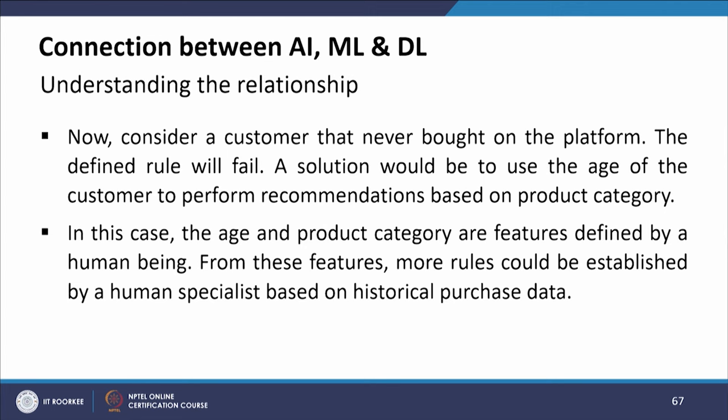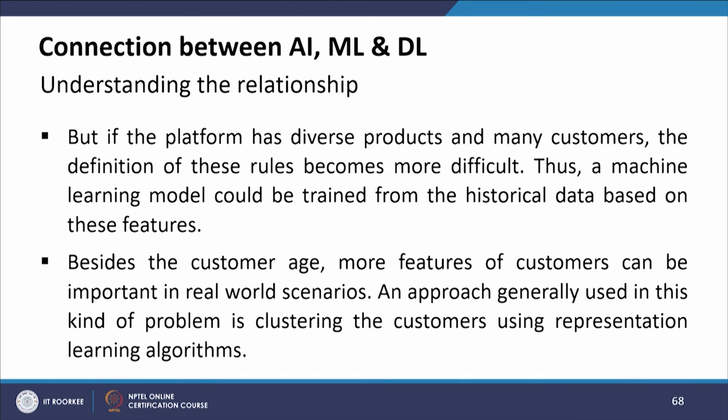A solution would be to use the age of the customer to perform recommendations based on the product category. In this case, the age and product category are features defined by a human being. From these features, more rules could be established by a human specialist based on historical purchase data. But if the platform has diverse products and many customers, the definition of these rules becomes more difficult. Thus, a machine learning model could be trained from the historical data based on these features. Besides the customer age, more features of customers can be important in real world scenarios.